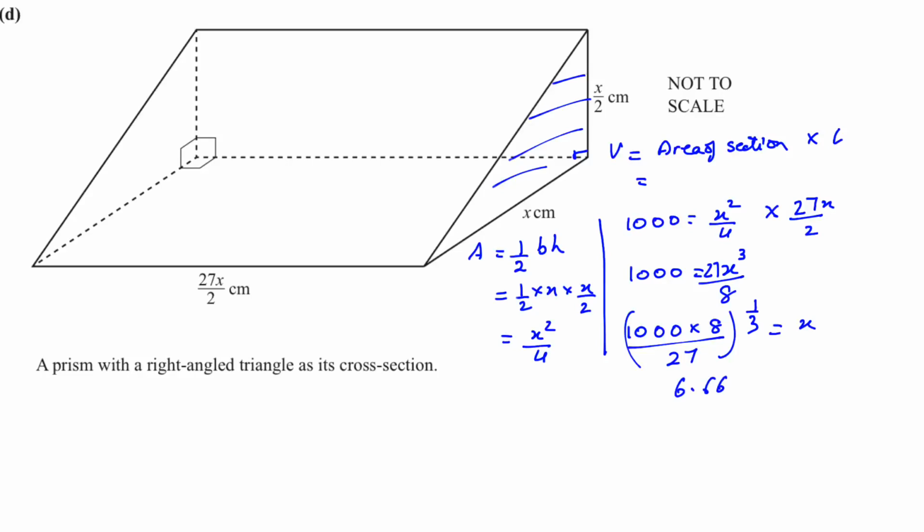We'll get 6.666. So when we round it, it will become 6.67 centimeters is equal to x.